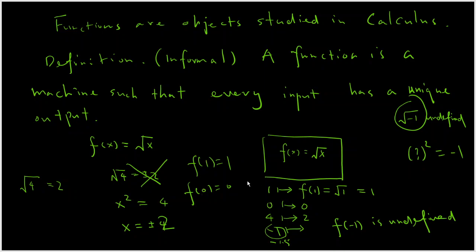Anybody want to give me a description of the domain? You can evaluate the function at 1. It means 1 is in the domain. You can evaluate the function at 0. It means 0 is in the domain, right? The domain is a collection of numbers. You can evaluate the function at 4. It means 4 is in the domain.